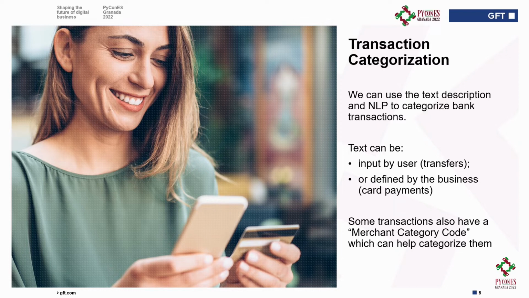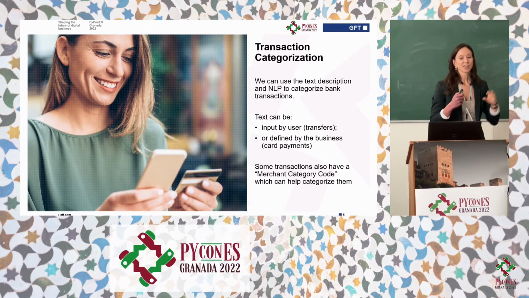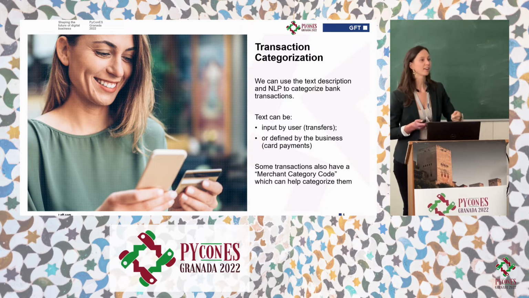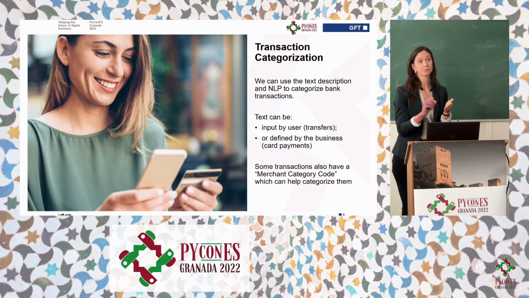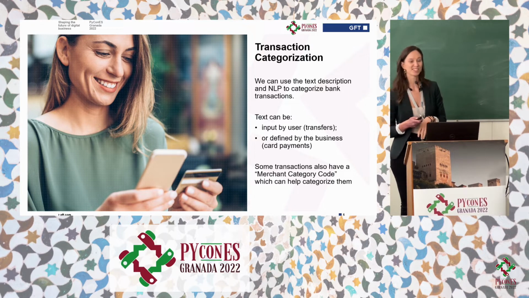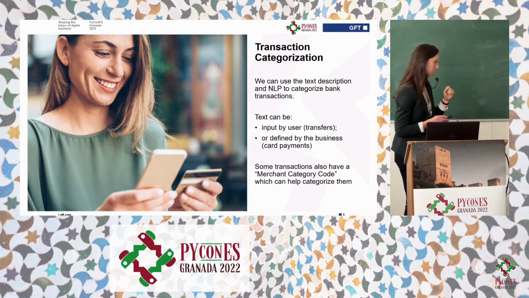To solve this problem, we used NLP to categorize them using the text that describes the bank transactions. Usually the input is defined by the business. So when you use a credit card, the transaction that you find on your phone is defined by the business where you used your credit card. But there are other transactions where the input is put in by the user. So when you do a transference or a Bizum, those are inputs that you put in yourself. So we had quite a variety of inputs and texts to categorize.